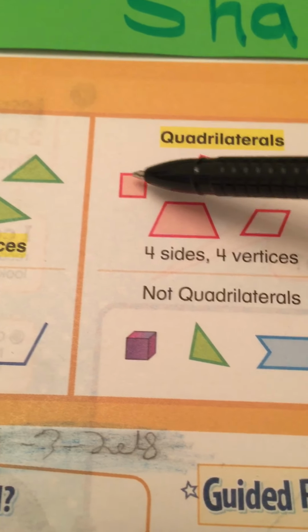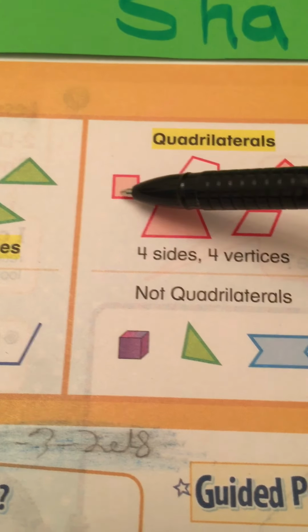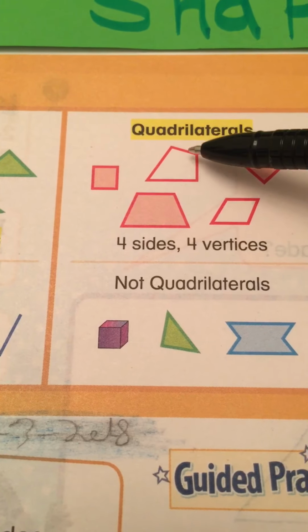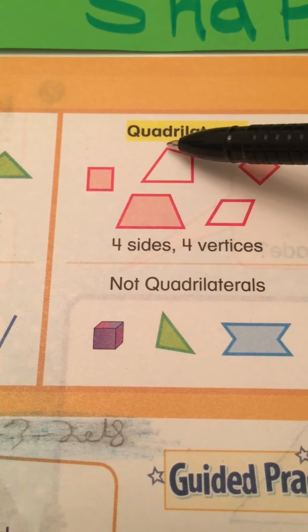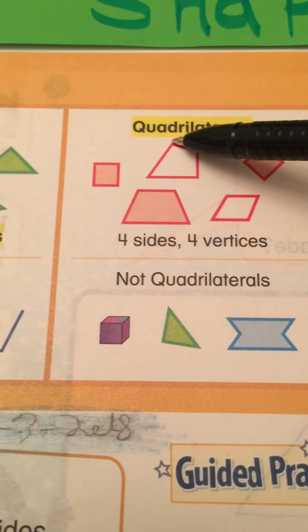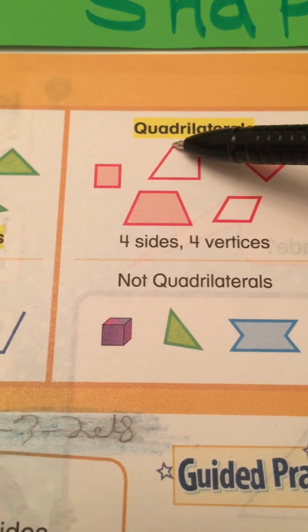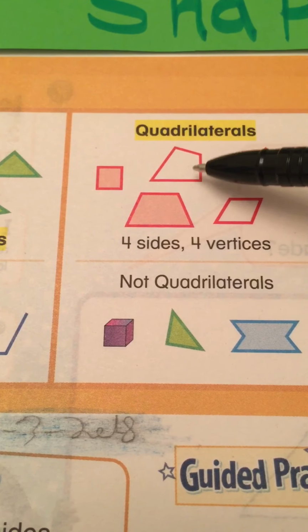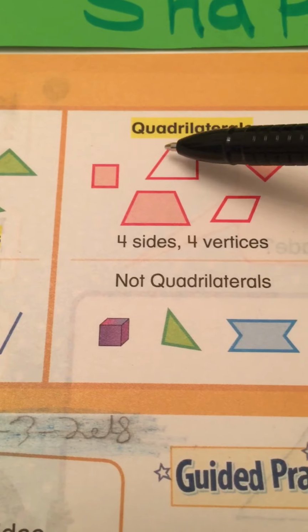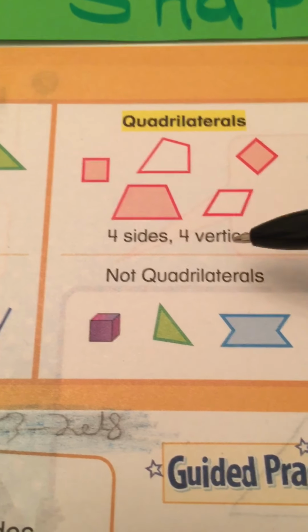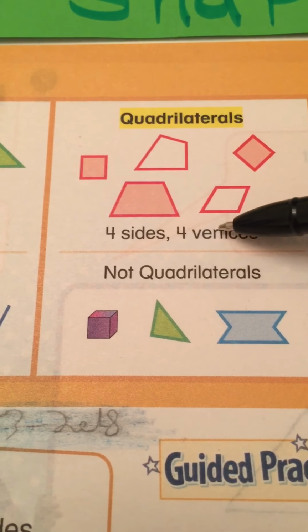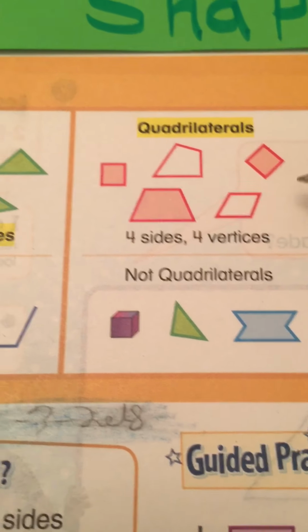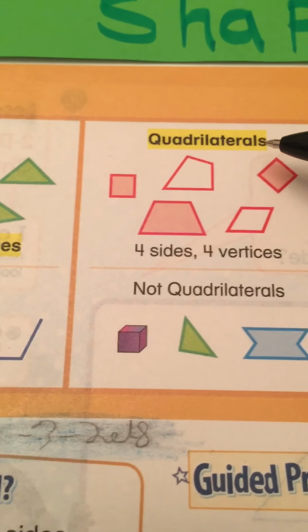And also, all these shapes have 4 vertices. Here, when 2 sides meet, there is a sharp edge, which is the vertex. So all 4 shapes have 4 sides and 4 vertices. We call them quadrilaterals.